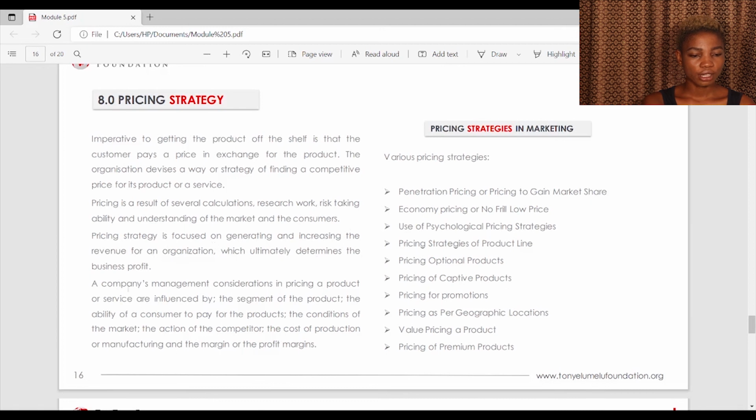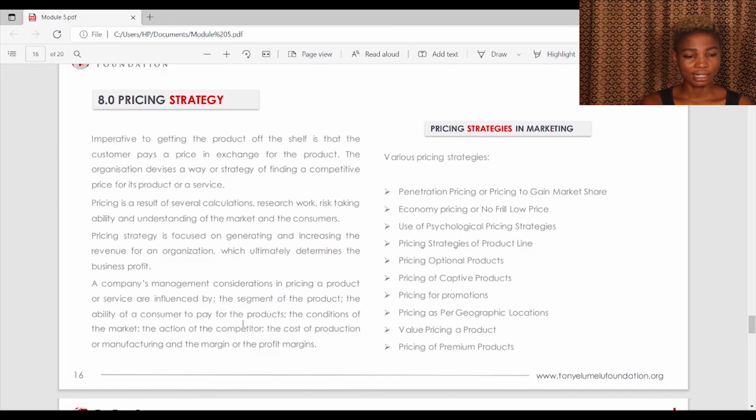A company's management considerations in pricing a product or service are influenced by the segment of the product, the ability of a consumer to pay for the product, the condition of the market, the action of the competitor, the cost of production or manufacturing, which is very important, and the profit margins. Right? So you don't just wake up one day, look at this product and say, this is the price I'm going to be selling it. No, there are things you need to consider.